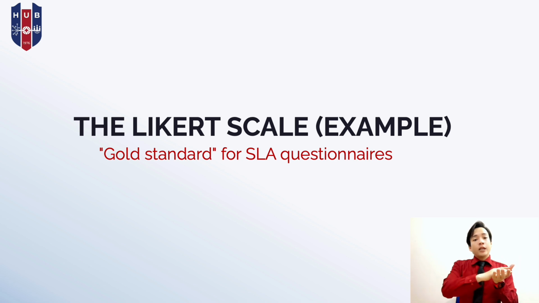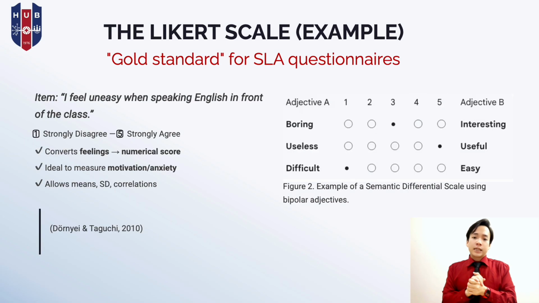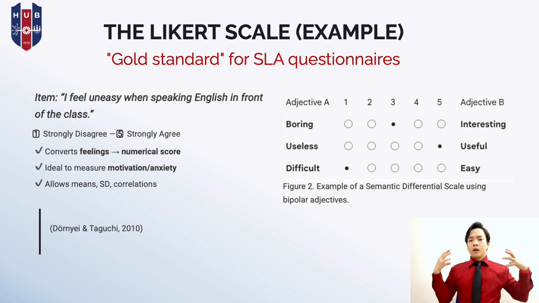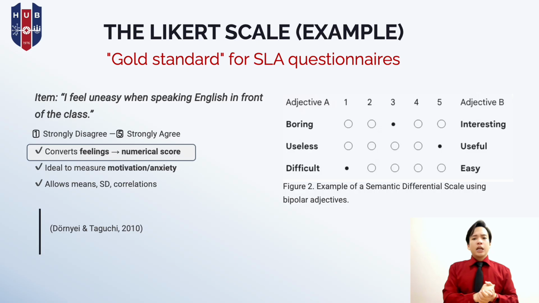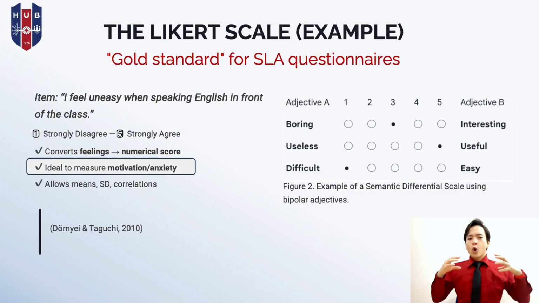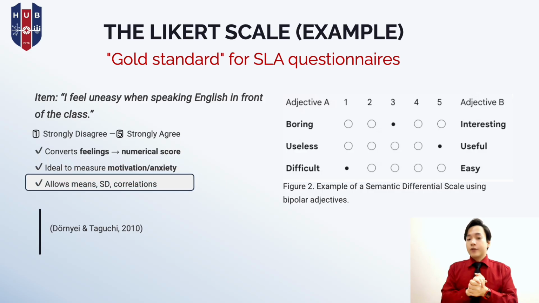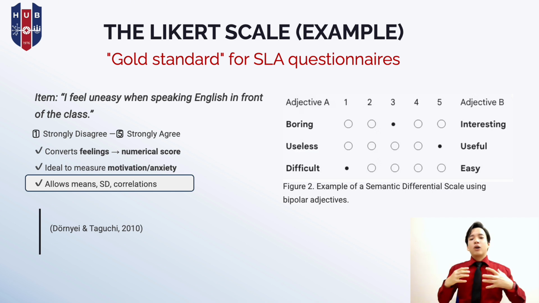One of the most widely used tools in applied linguistics is the Likert scale. Rather than asking a yes-no question like, are you anxious? We present a statement and ask students to indicate their level of agreement on a scale, usually from 1 to 5. This allows us to turn a subjective emotion like speaking anxiety into a numerical value. When we collect enough responses, we can calculate averages and even run inferential statistics to look for correlations or group differences. So the Likert scale is extremely powerful in helping us understand psychological constructs that cannot be directly observed.